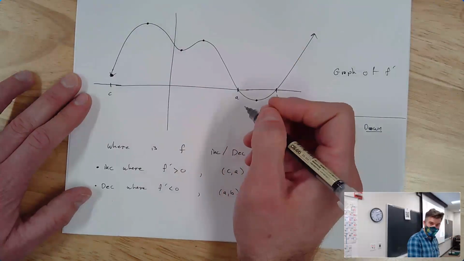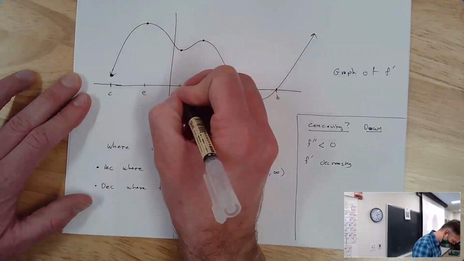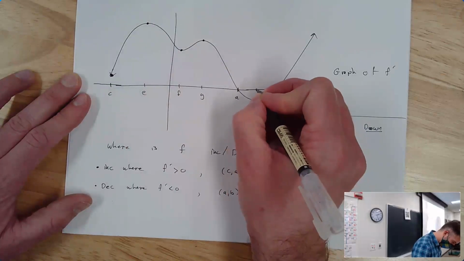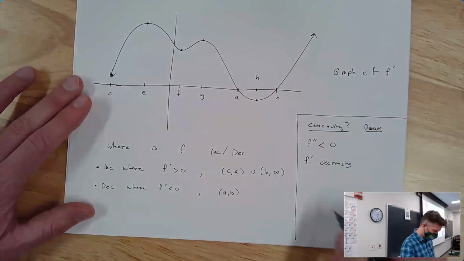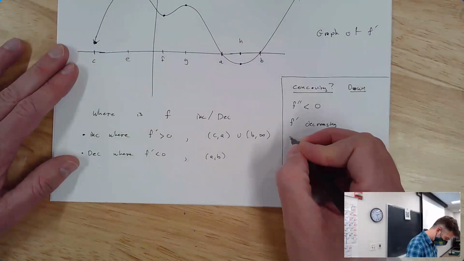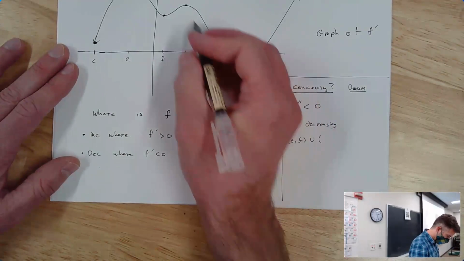So I'll do a little more labeling. I'll call this E, F, G, and H. We can see that it's concave down from E to F and from G to H.